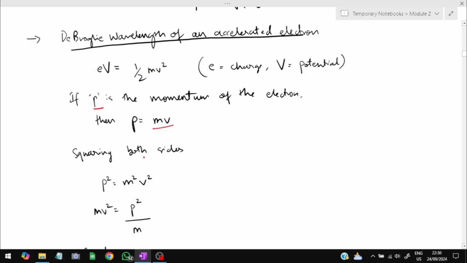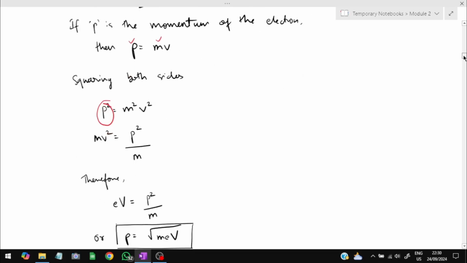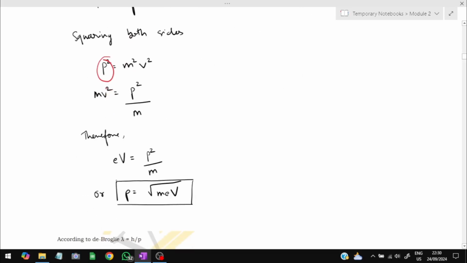So squaring both the sides in this equation, p equal to mv, we will get p square is equal to m square into v square. After rearranging the terms, we get mv square is equal to p square by m. And mv square we can substitute. So eV is equal to, instead of half mv square, p square by m. So we will be getting p is equal to root of meV.